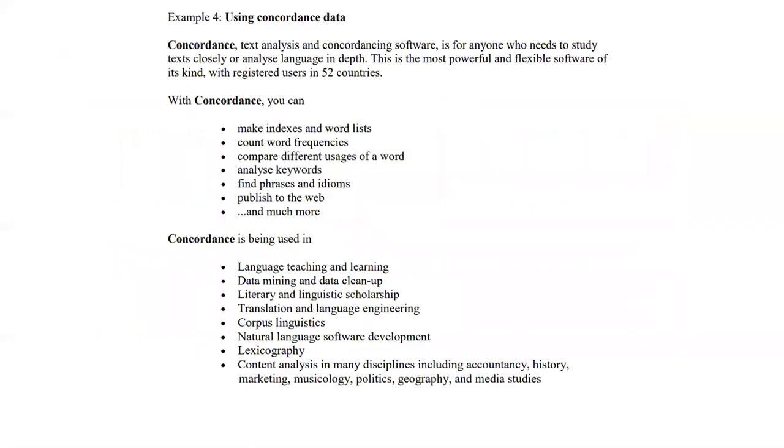Then, okay, the fourth example is using concordance data. Concordance data is a text analysis and concordancing software. So mainly this is a digital one. It's for anyone who needs to study text closely or analyze language in depth. This is the most powerful and flexible software of its kind with registered users in 52 countries.